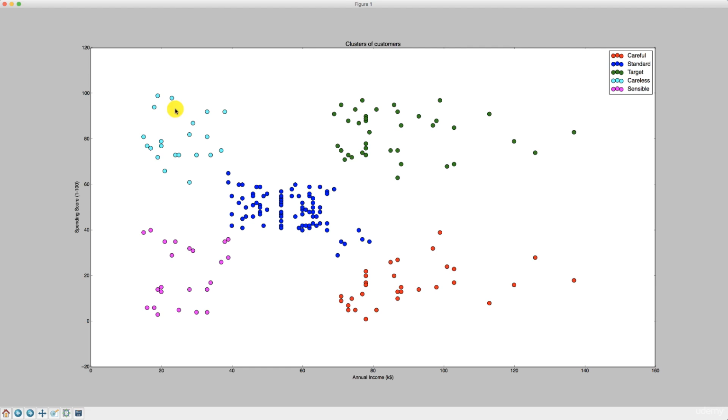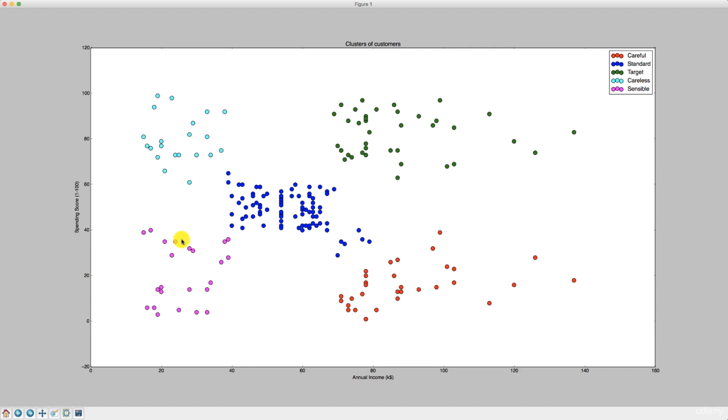Okay, and now cluster 4. Cluster 4 is the cyan cluster in the upper left corner. So this cluster contains the customers that have low income but high spending score. And so these customers are maybe not very careful with the money they spend, so we call them the careless customers. It can be, for example, young people who just had their first salary and they're so excited about that they cannot resist spending their whole monthly salary in the mall.